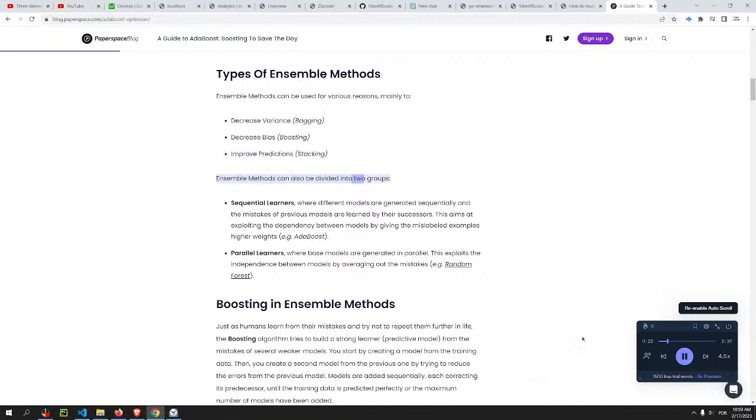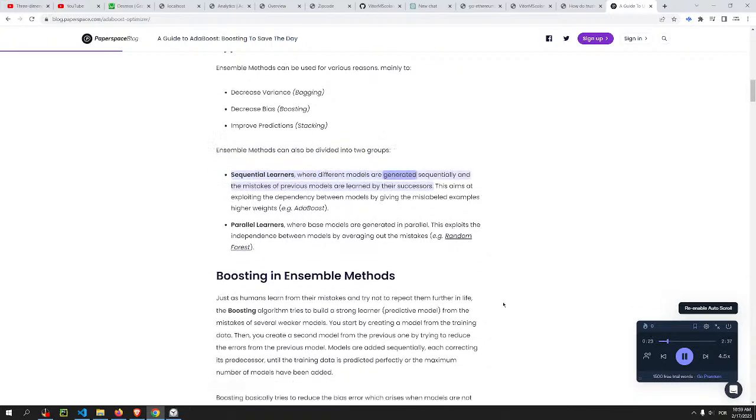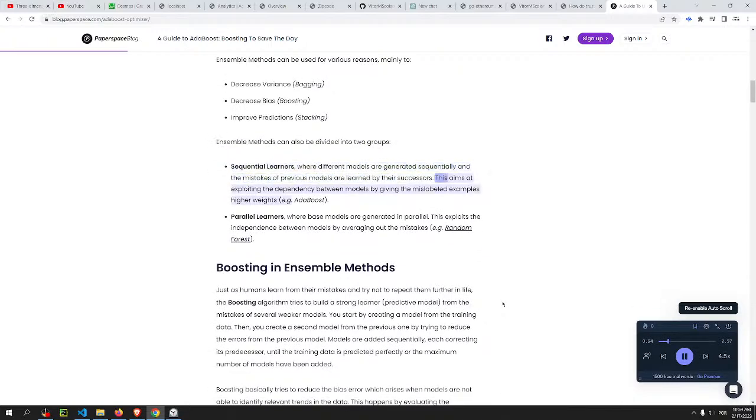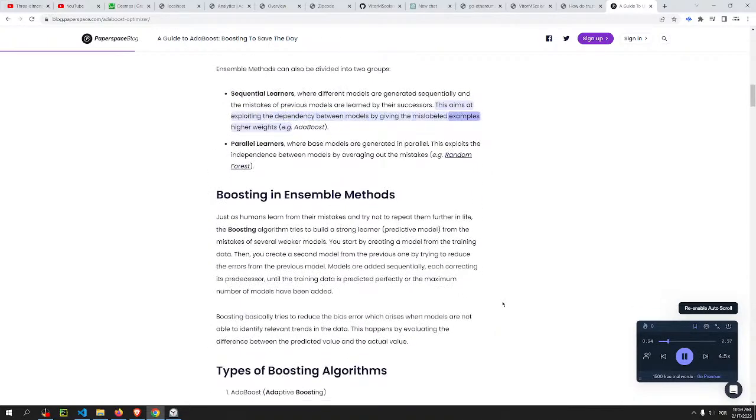Ensemble methods can also be divided into two groups. Sequential learners, where different models are generated sequentially and the mistakes of previous models are learned by their successors. This aims at exploiting the dependency between models by giving the mislabeled examples higher weights, e.g. AdaBoost. Parallel learners, where base models are generated in parallel. This exploits the independence between models by averaging out the mistakes, e.g. random forest.